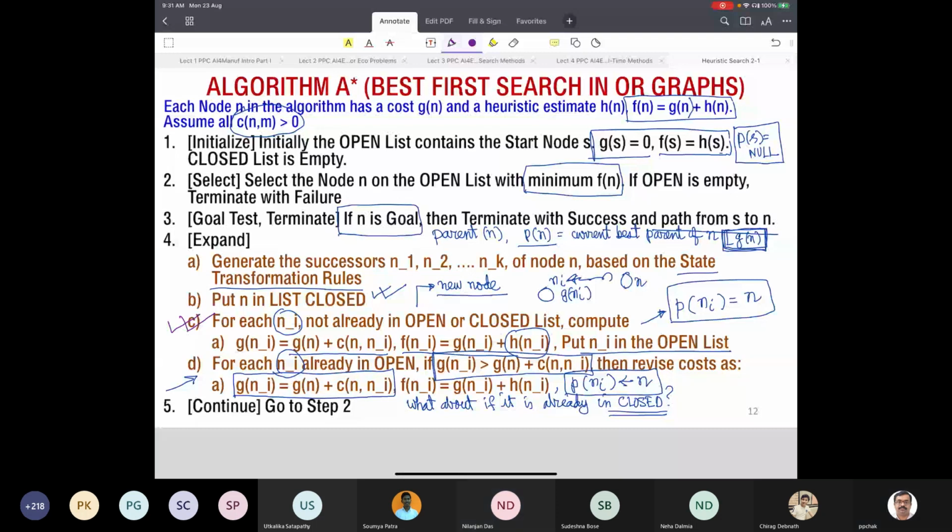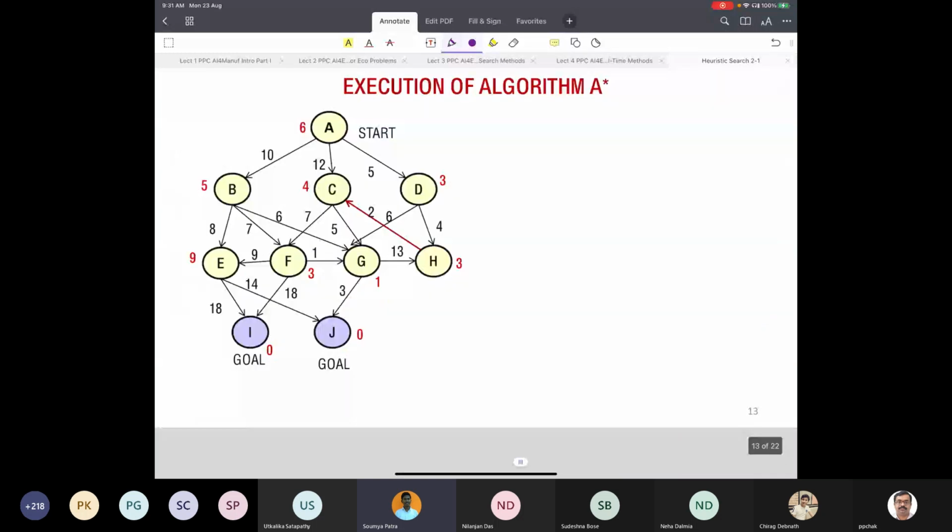Hn is, by definition, Gn is the cost of the current best path from S to N. So it's called the current best path. Hn is an estimate of the cost from N to goal, which is given a state, you will know what is the value of Hn. Correct? Clear? Yes, sir.